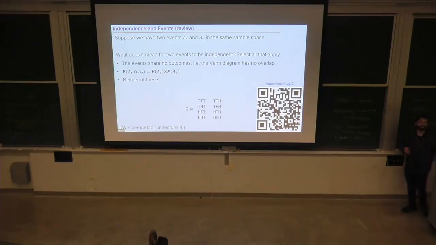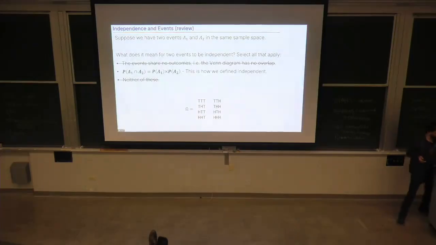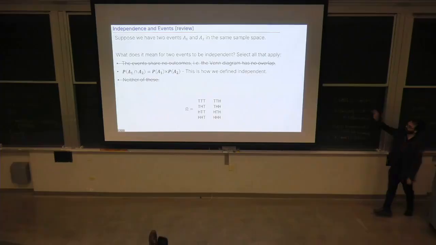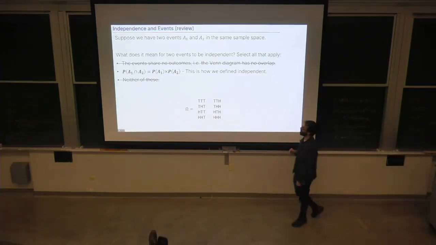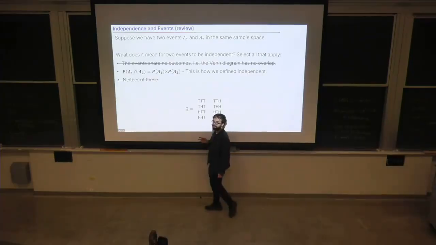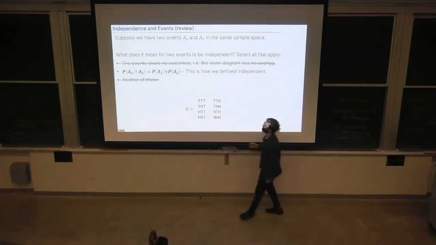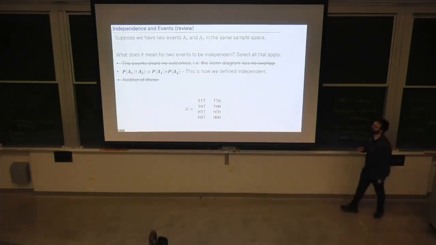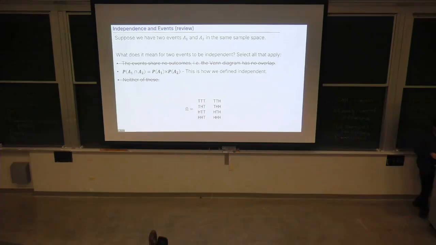All right, so this was just a definitional thing from a previous lecture. The correct answer is only this second choice. For two events, the only thing you need for them to be independent is that the probability of the intersection of the events is the product of the probabilities of the individual events. They can share outcomes, and let me give you a specific example.